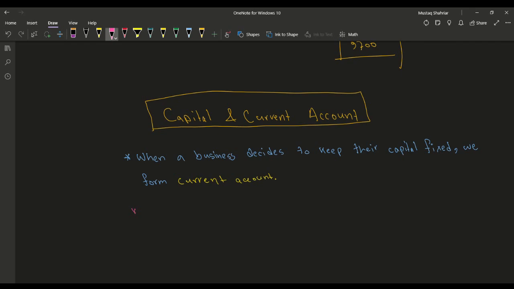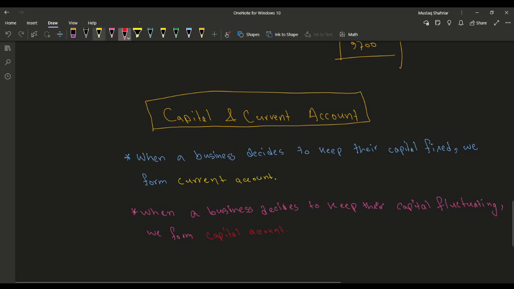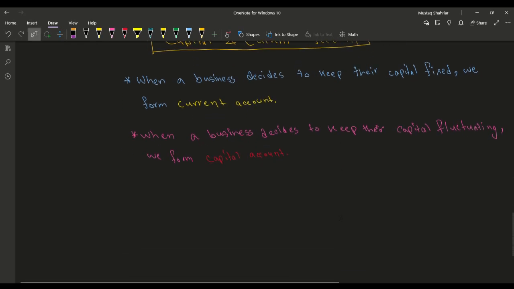And when a business decides on capital fluctuating, we form a capital account. I mean, the naming speaks for itself, right? So when the capital is fluctuating, we're going to have a capital account, and when it's not, it's going to be a current account. However, there are a few little tweaks between these two, but it's all the same.